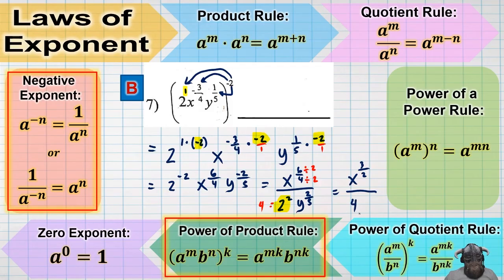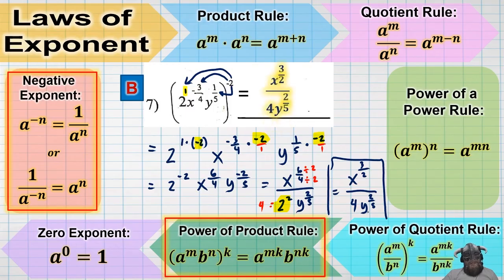And this 2 squared will be equal to 4 and then multiplied to y raised to 2 over 5. So, our answer will be x raised to 3 halves over 4 times y raised to 2 over 5. Okay, so tama tayo.